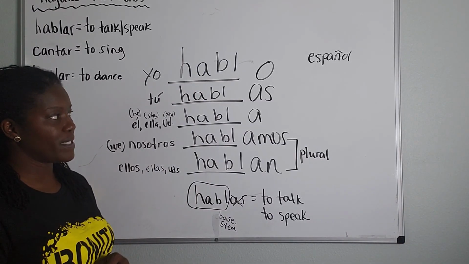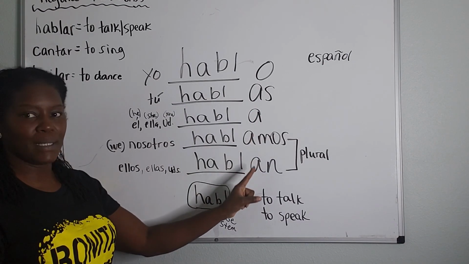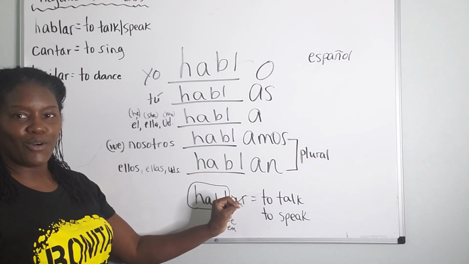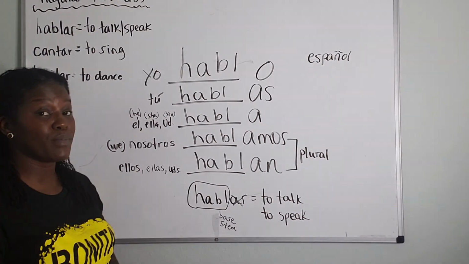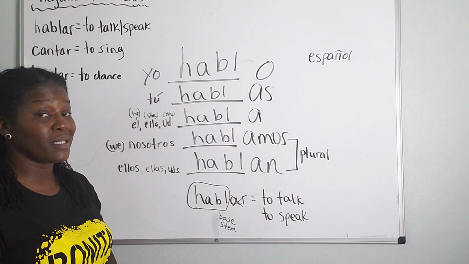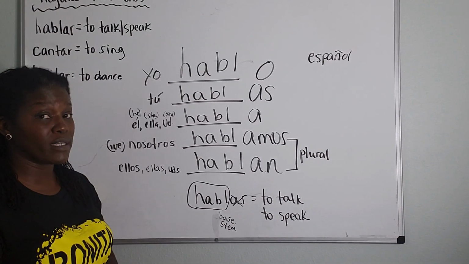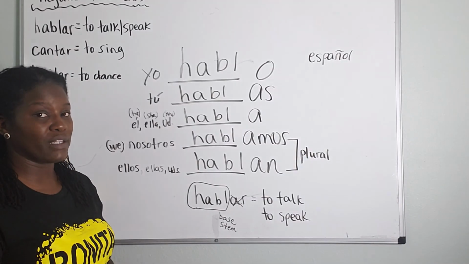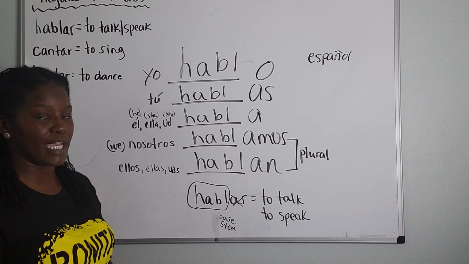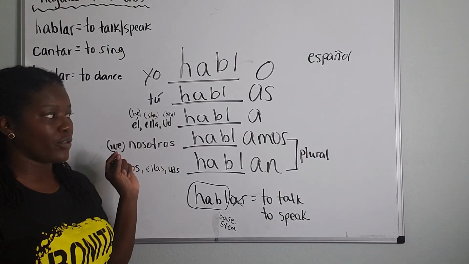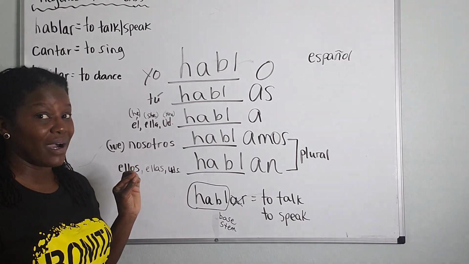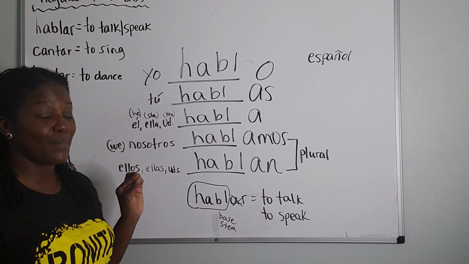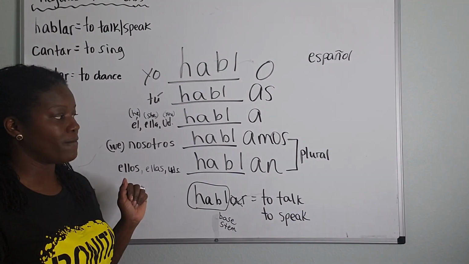So the endings in present tense for regular AR verbs are o, as, a, amos, an. O, as, a, amos, an. And so those are the 5 endings that you have to remember when you want to speak in present tense in Spanish with regular verbs. And we're only dealing with regular verbs right now. We'll get to irregular verbs later. But that's regular. So the endings are what? O, as, a, amos, an. That's it for AR verbs.